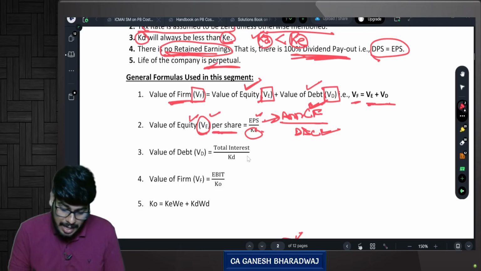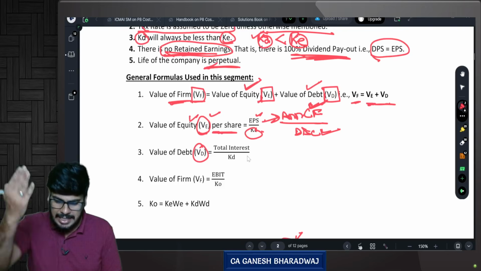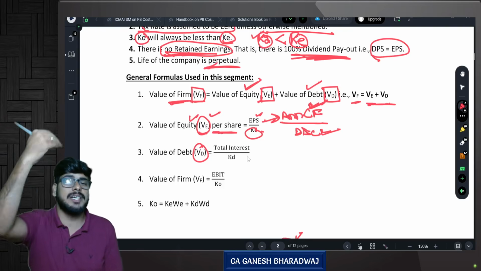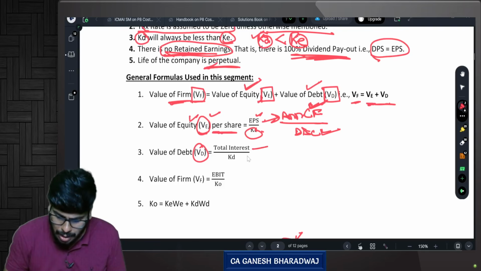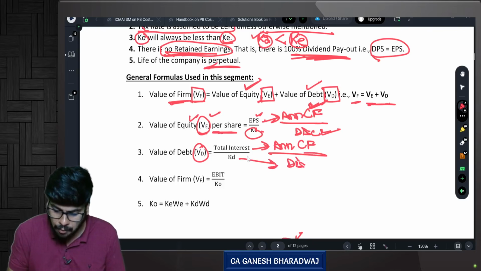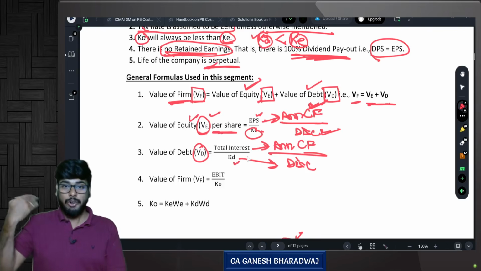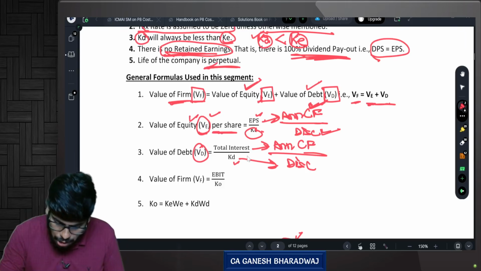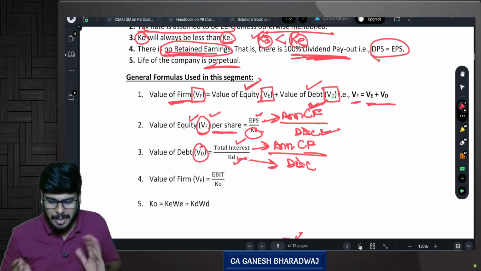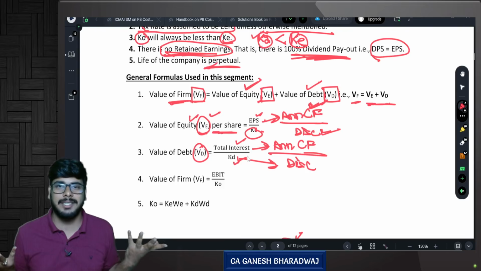Correct? Then value of debt, same logic from the perspective of debentures, from the perspective of debt holders. Let's say you have invested in debentures in this company. Now, the annual cash flow that you will receive is the interest amount, correct? Divided by the discount rate. For debentures, the relevant discount rate is called KD. So the value of debt is nothing but the total interest divided by KD. Time value of money concept, annual cash flow divided by discount rate. Guys, are you clear with this?